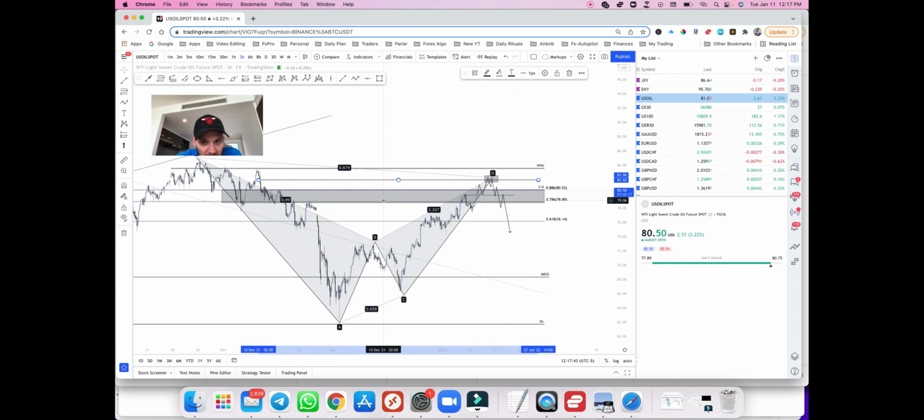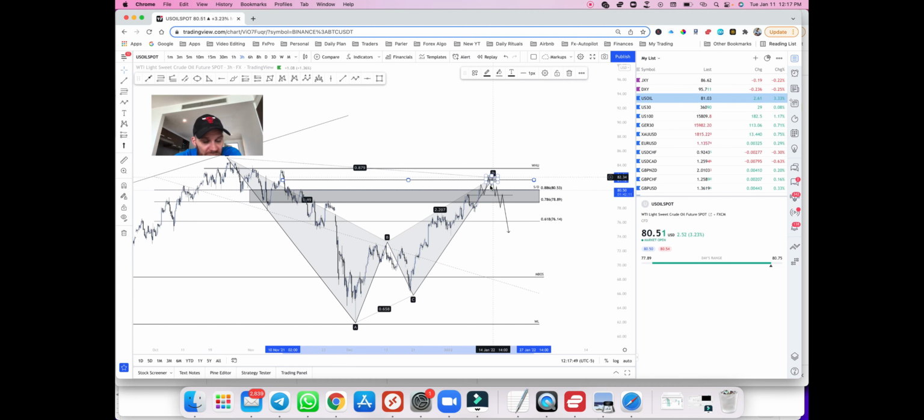But there we've already got confluence. We've got the location of the price in general. It's at a strong place. It's inside a strong supply and demand zone. The location of price, we're in a 886, 786. We're in the golden zone for continuations or reversals.